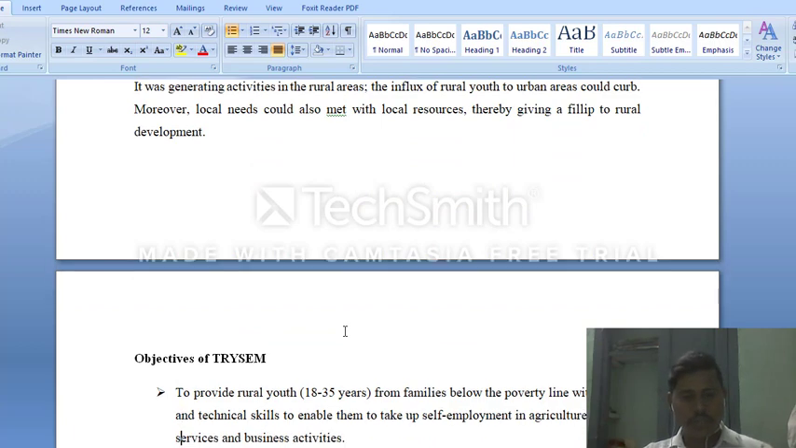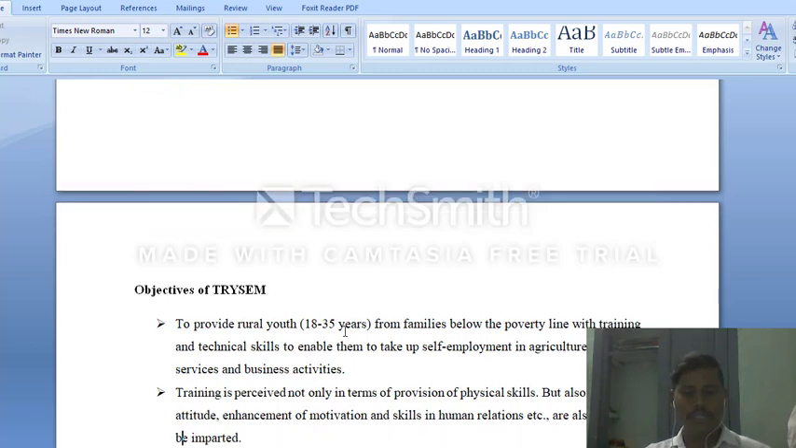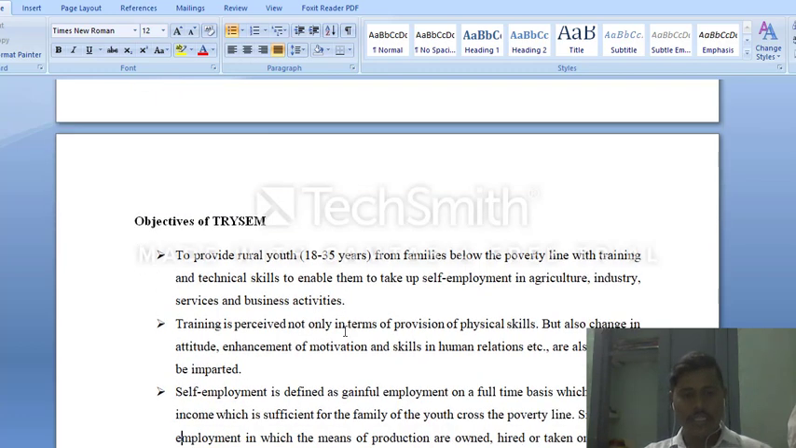The main objective of TRYSEM is to provide rural youth from families below the poverty line with the training and technical skills to enable them to take up self-employment in agriculture, industry, services and business activities. Training is pursued not only in terms of provision of physical skills, but also change in attitude, enhancement of motivation and skills in human relations are also to be imparted.